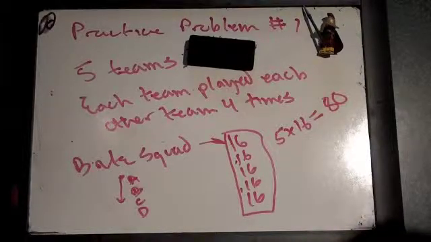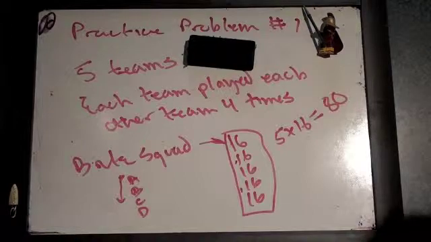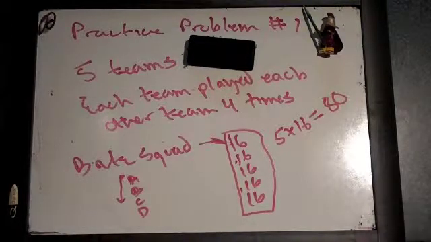80 games. Well, everyone played 16 games. Every team played 16 games. And how many teams played in the game? 2. So when you add up 40.